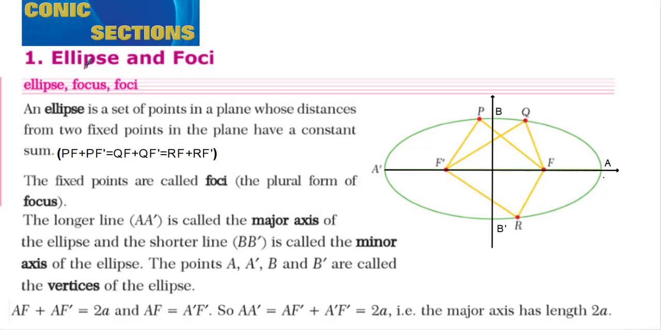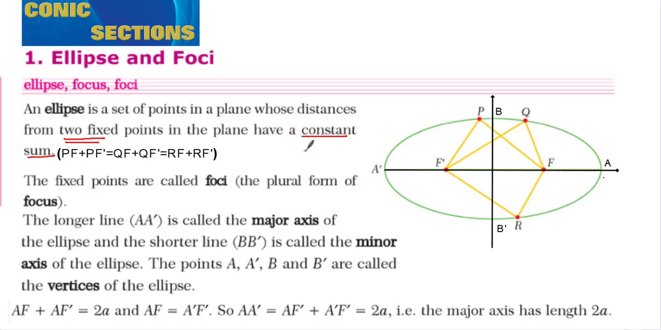In this video, I'm going to explain the ellipse and the elements of the ellipse. Here, firstly, let me read the definition. An ellipse is a set of points in a plane whose distances from two fixed points in the plane have a constant sum. These two fixed points are important, and this constant sum is also important for us.